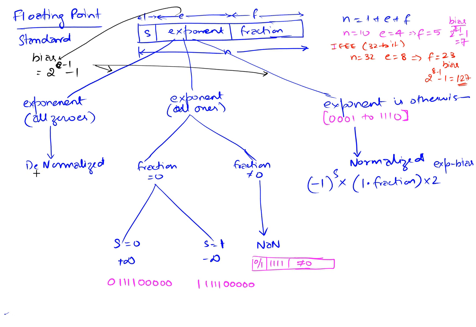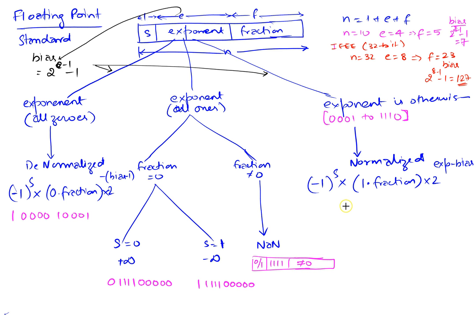Similarly, the denormalized numbers represent minus 1 to the power of s times 0 point fraction, whatever your fraction is, times 2 to the minus of the bias minus 1. So that's the rule. Let's take an example of these two for the 10-bit number. Let's say I have a number that looks like this. There's a 1 followed by 0000, because it has to have all zeros in the exponent, otherwise it's not a denormalized number. And let's say I have a 10001.